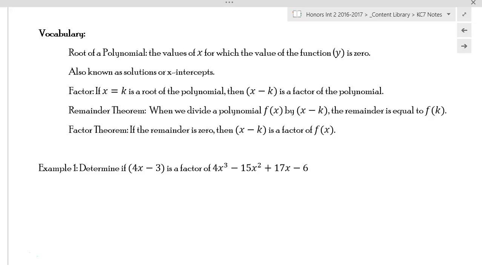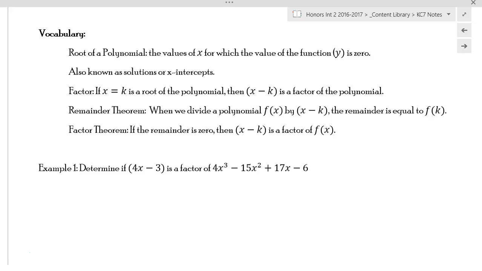Okay? So a root of a polynomial is where the polynomial, we're going to allow it to equal 0. So it's also your solutions or your x-intercepts. All of these things are the same. So where that graph would cross the x-axis. We call these, again, the solutions.